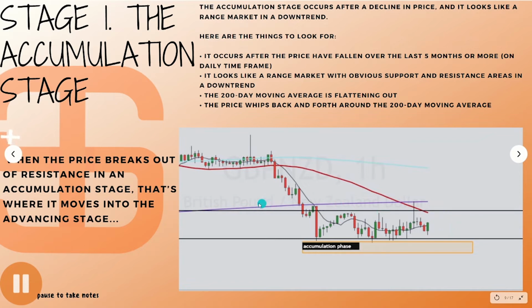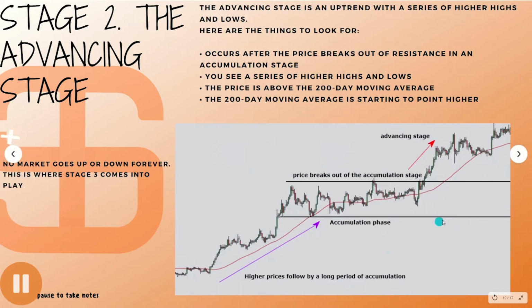Now, when the price breaks out of resistance in an accumulation stage, that's where it moves to the advancing stage. Now, what we're going to see here is the advancing stage. So, stage number 2, the advancing stage, is an uptrend with a series of higher highs. Here are the things to look for. So when this happens, it occurs after the price breaks out of a resistance in an accumulation stage.